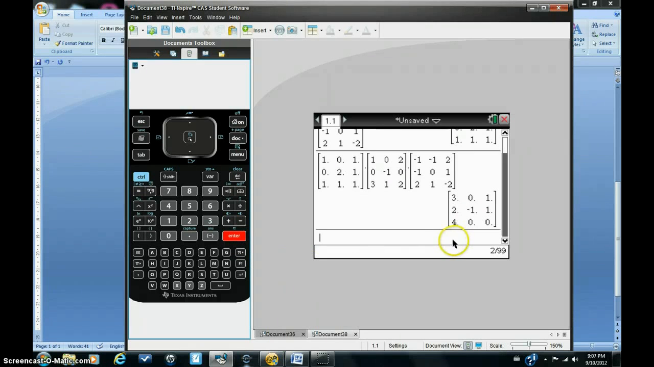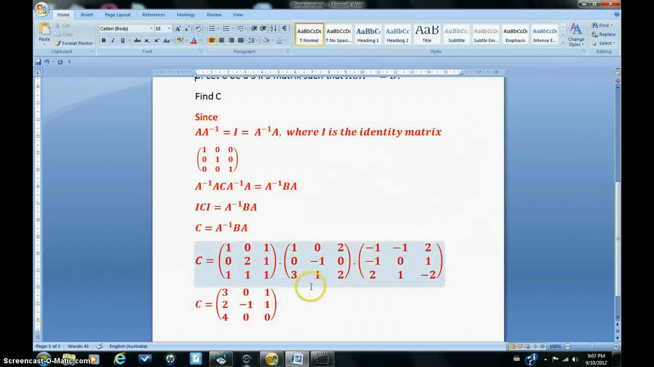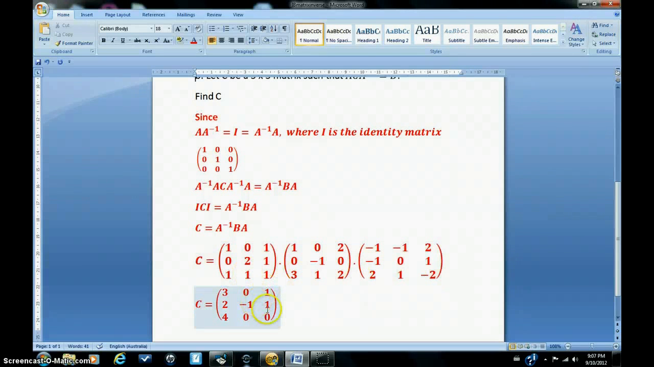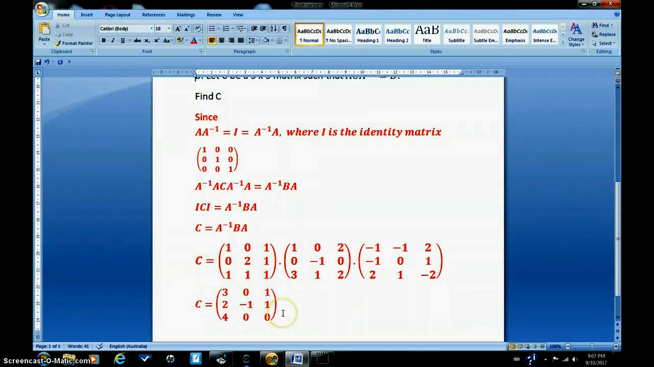301, 2 minus 1, 1, 4, 0, 0. So that product gives that result. So that's how we can use the calculator to solve a matrix problem.